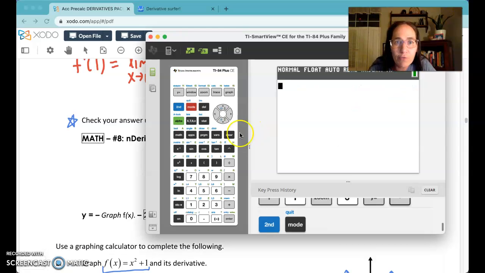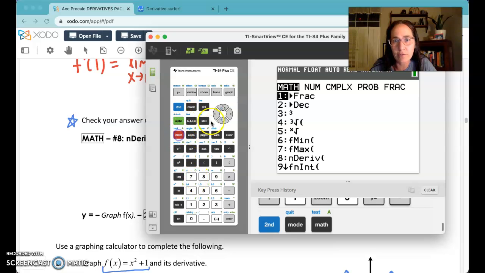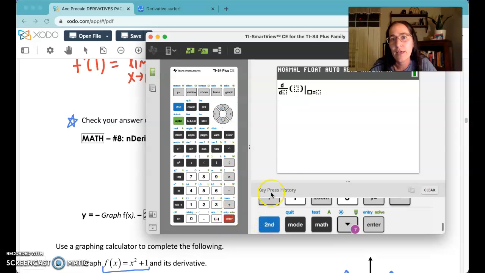So I'm on an 84 Plus CE, and I'm going to hit the math key to find that derivative function, and it's option number 8, deriv. My calculator shows this notation, this interface here, and I'll show you exactly what to type in. Just in case you're working on an older calculator, I'll give you that notation as well.